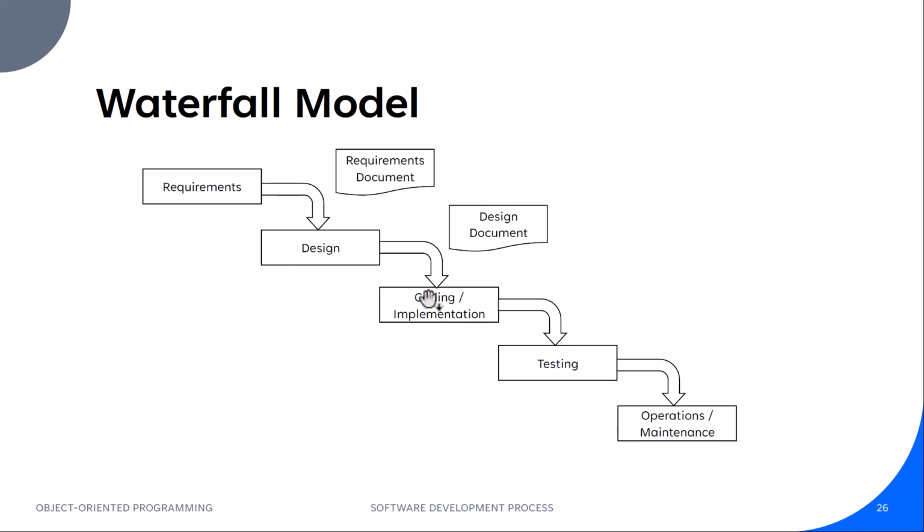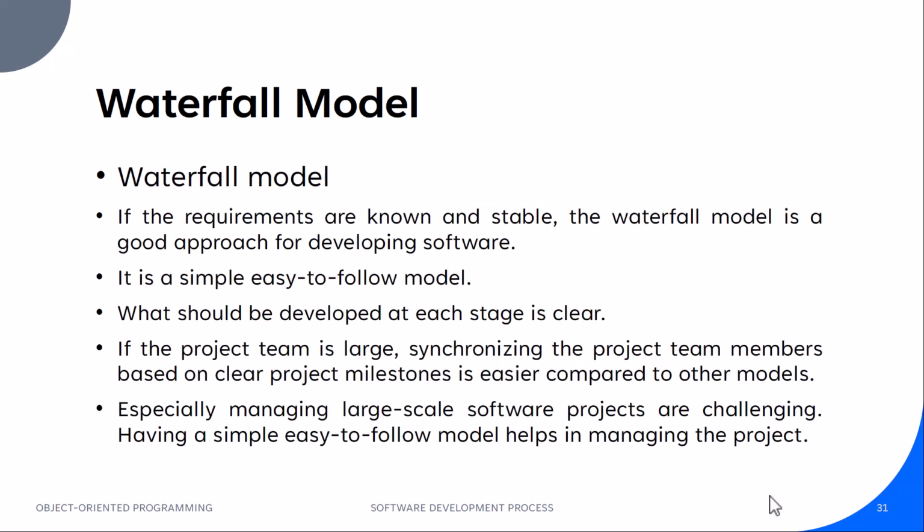If we go back to our earlier pictures, we are seeing that the requirements phase ends with the requirements document. The design phase ends with a design document. The coding phase ends with the software code itself. The testing phase ends with software test reports. So the process is easy to follow, and the documents or the necessary artifacts that are going to be developed at each stage are quite clear and simple.